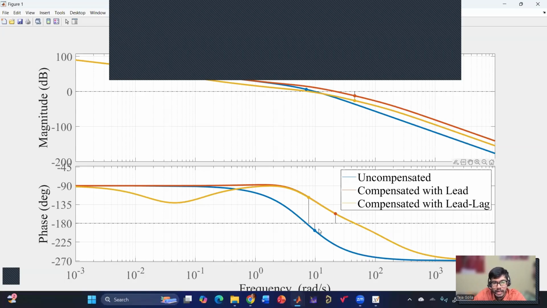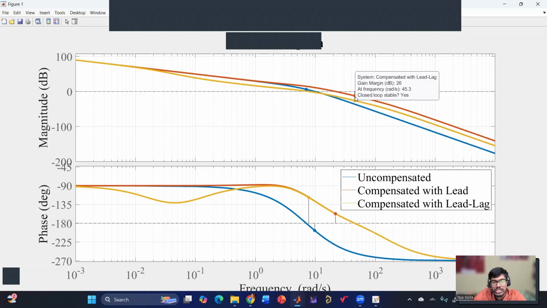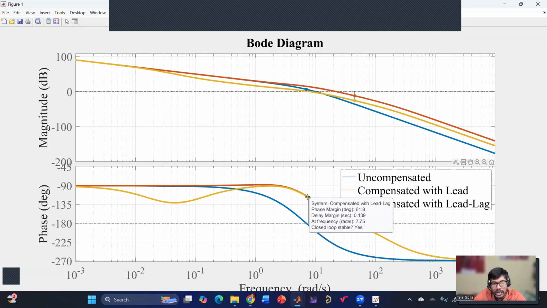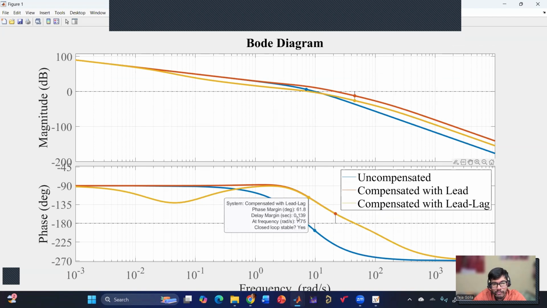Yeah. So my blue color is the uncompensated. My orange or red color is with the lead, and then my yellow one is the lag lead. So this is my phase margin, and this is my frequency. So my phase margin is now how much? 61.8 degrees, which is more or less fine because I needed 50 degrees.